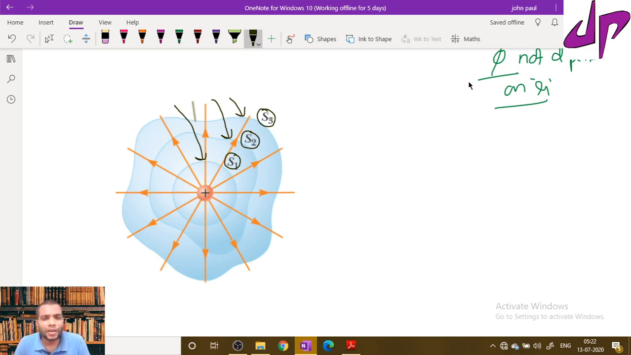By seeing this figure, you can understand that the electric field lines piercing and coming out of the surface look the same. So how many electric field lines are coming out of surface S1? Those many are also coming out of S2, and those many are coming out of S3. So you can apply Gauss's law to any surface. But the surface should be a closed surface. That is the condition.